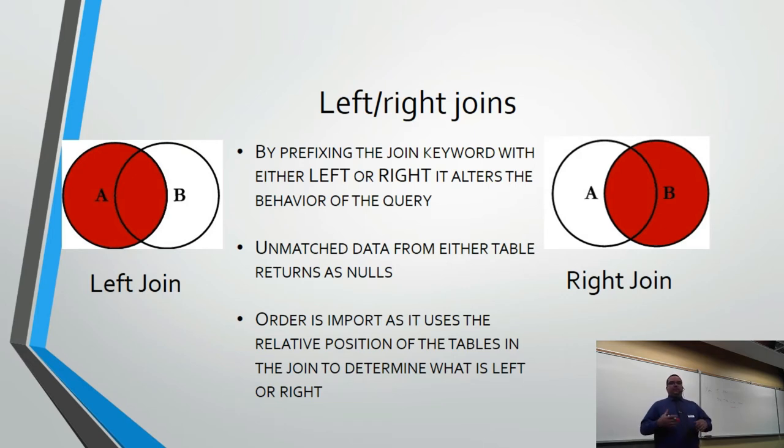So what happens when you run the query? Anything that's not matched returns nulls. So it basically gives you empty fields. Now, remember when I was talking before about how the order of the tables is important, but not that important? When you're doing left and right joins, the order is very important because you use the relative position in the query to determine where the join is.